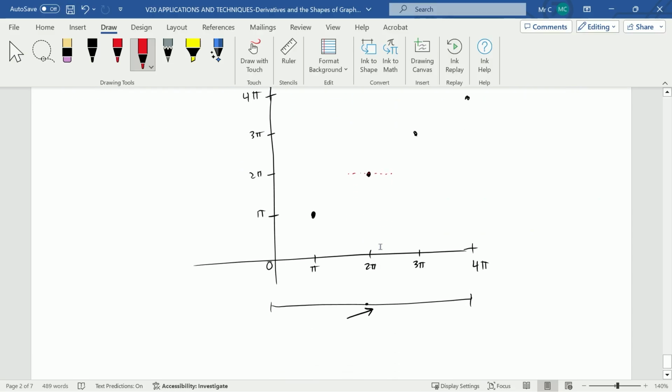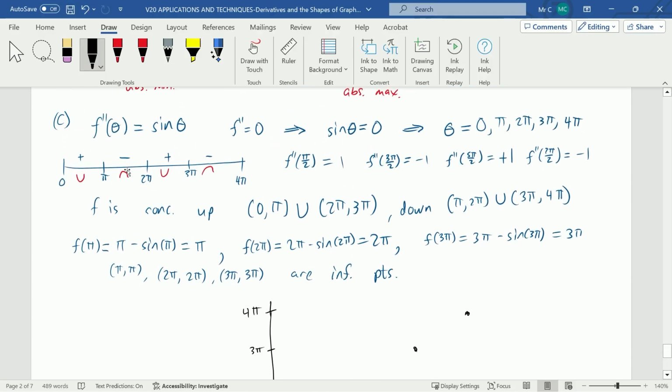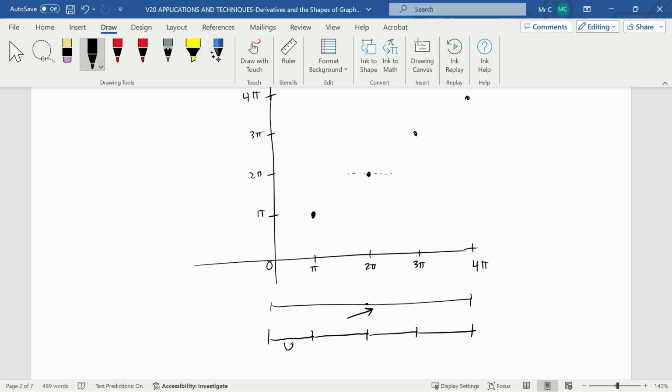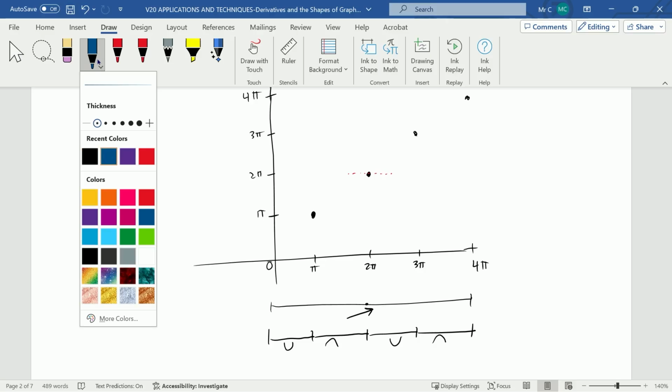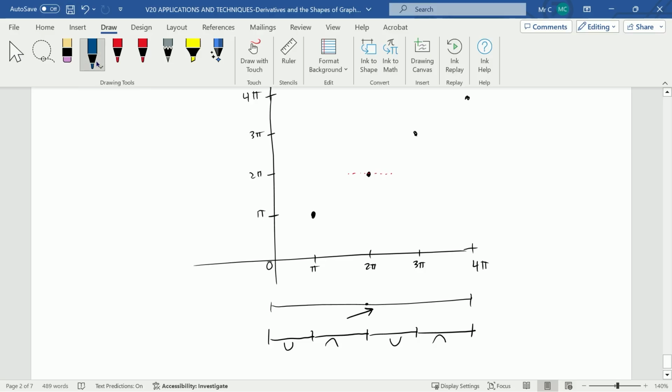Okay, and what else? We know that this thing is alternating between concave up and down every pi. And so we started up, down, up, down. And that should be enough to graph our graph pretty satisfactorily. So I'm going concave up, but increasing. And then it's going to become concave down, but still increasing. And then concave up. And then concave down. And there's our graph.